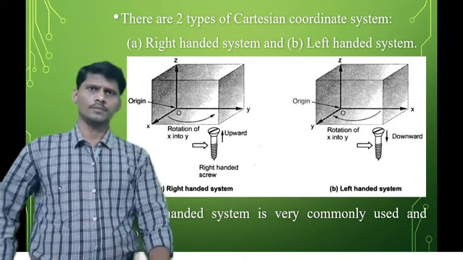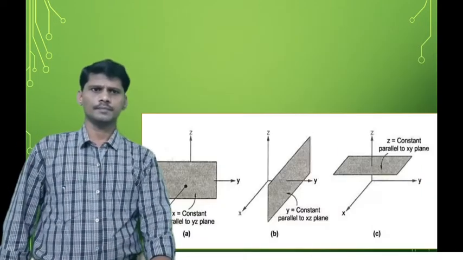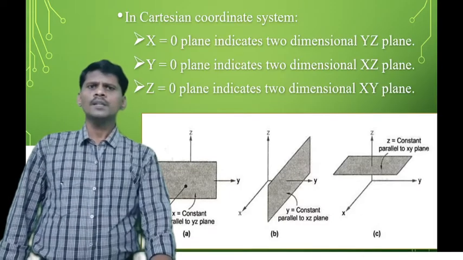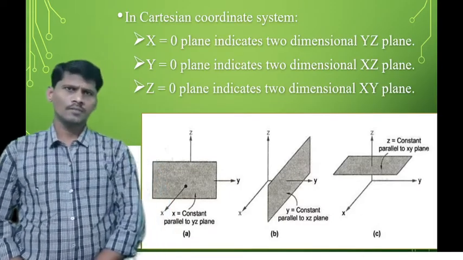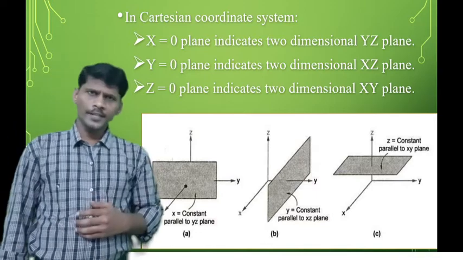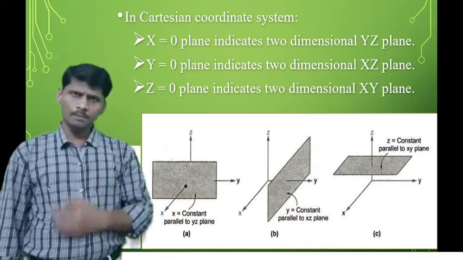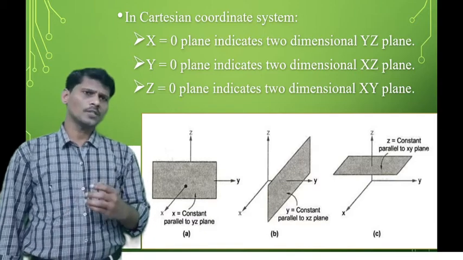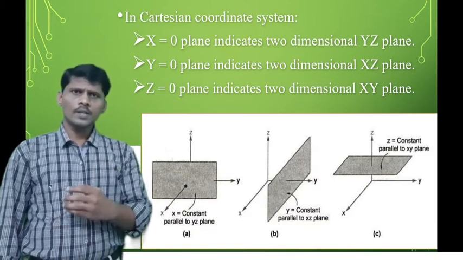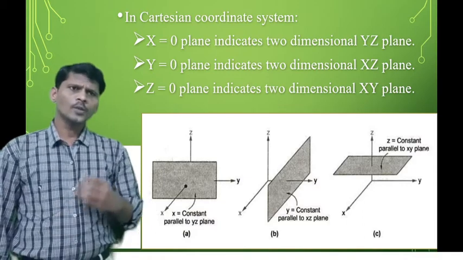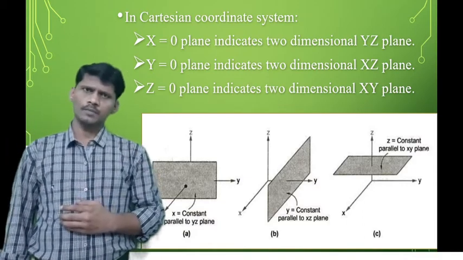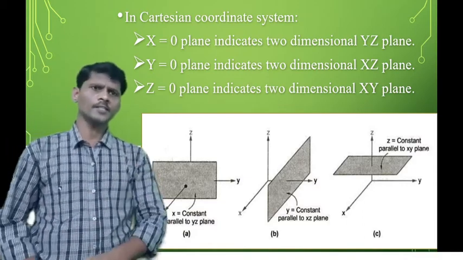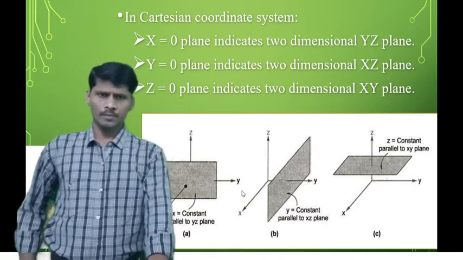In the Cartesian coordinate system, the x equal to 0 plane indicates the two-dimensional yz plane. The y equal to 0 plane indicates the two-dimensional xz plane. The z equal to 0 plane indicates the two-dimensional xy plane.